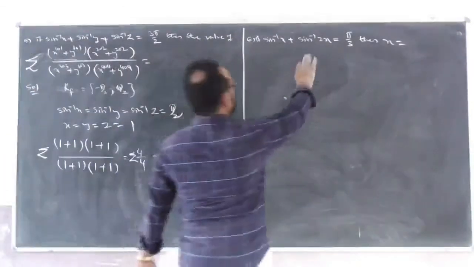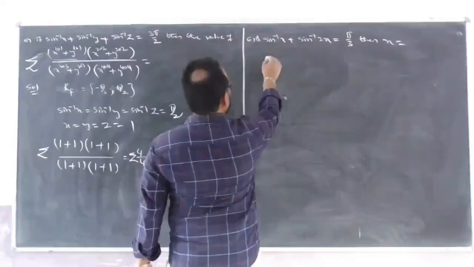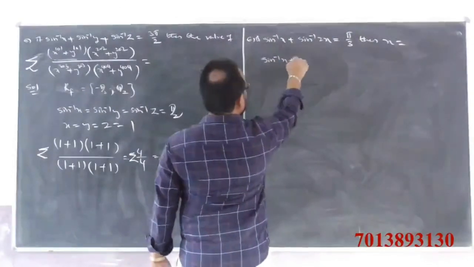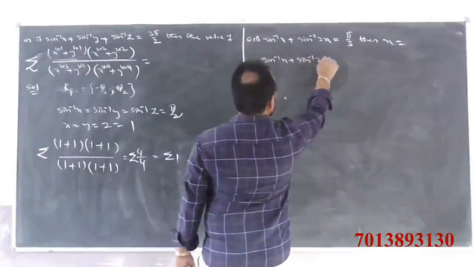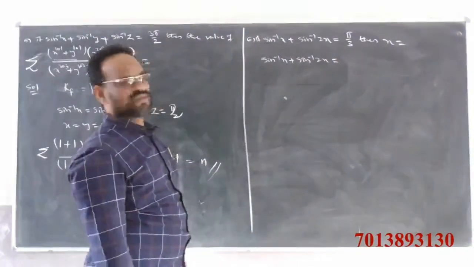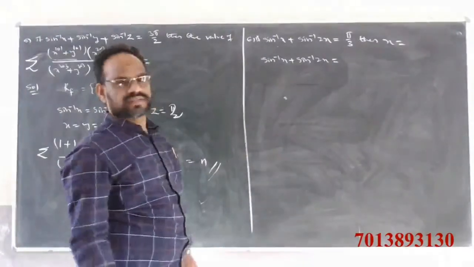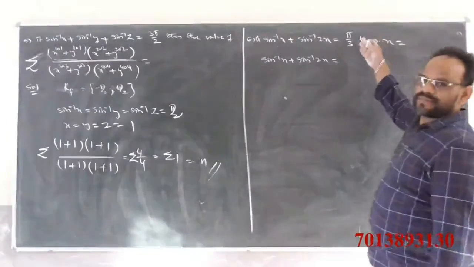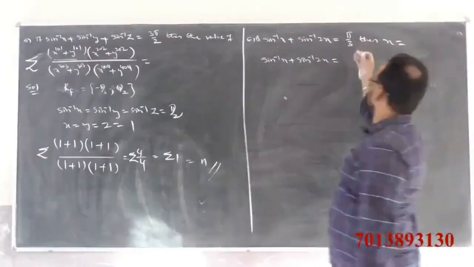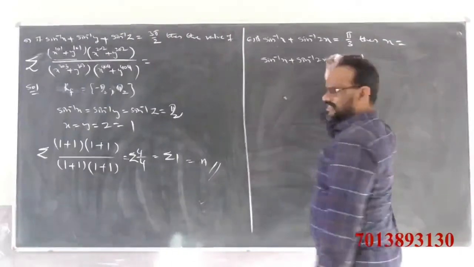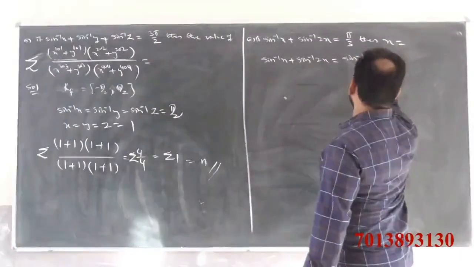If you transpose this one, we get sin inverse x plus sin inverse 2x is equal to pi by 3. Pi by 3 means clearly sin pi by 3, 180 by 3 means sin 60. So this can be written as sin inverse of sin 60, value square root of 3 by 2.